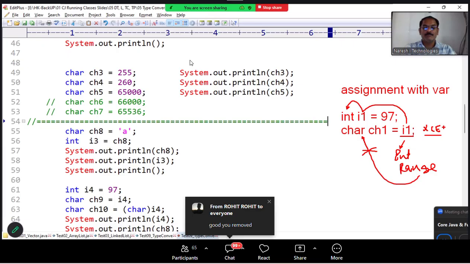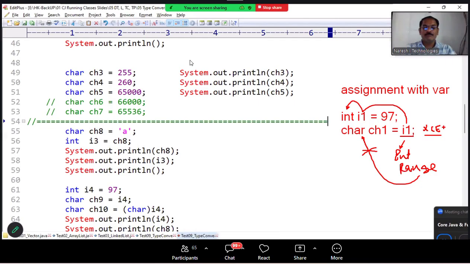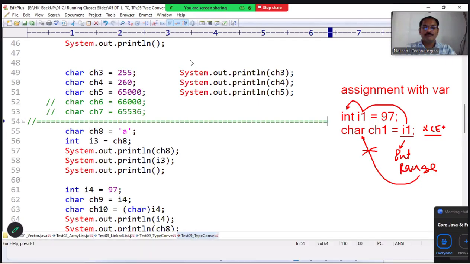When I assign 66,000, error or not? Yes, because it is exceeding. The compiler knows only up to 65,535. But come to the variable. Does the compiler know the value coming from I1? No. Then what does it consider? The range of the data type int. Is the int range in the range of char? No. Then the compiler throws an error.